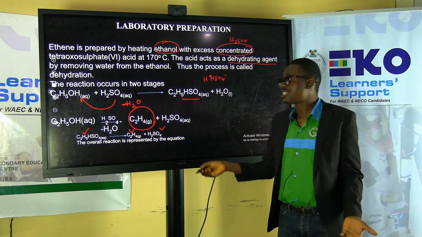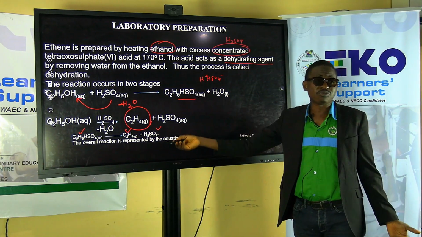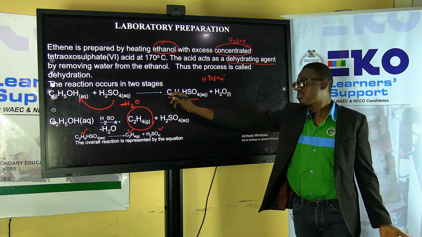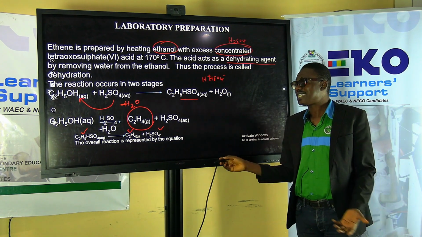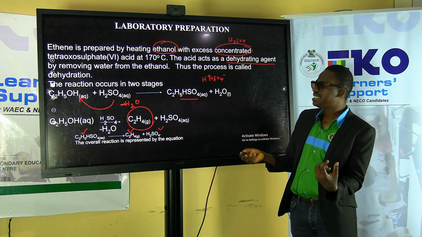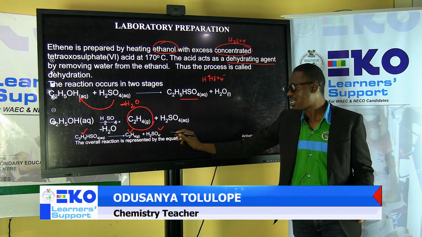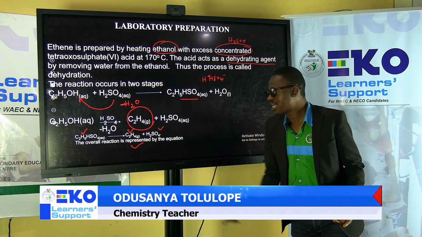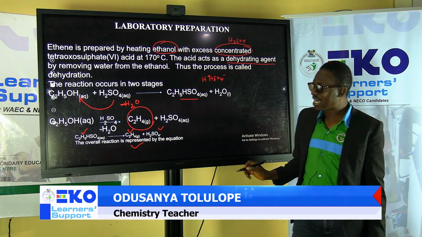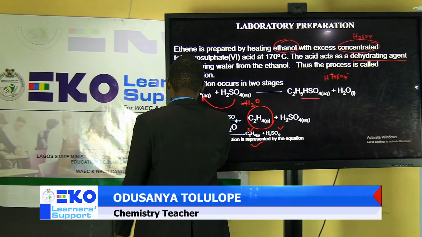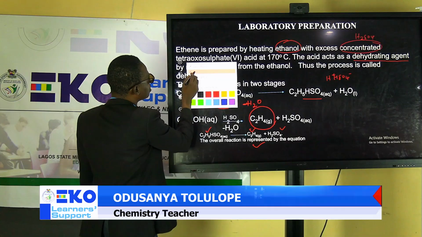So basically it's very simple. From the ethanol, just remove what? Water from it. So conc H2SO4 is acting as a dehydrating agent. Dehydration means you are removing water from the ethanol. And when you do that, what do you get? You get ethene. So that is good for us. So let's quickly move.